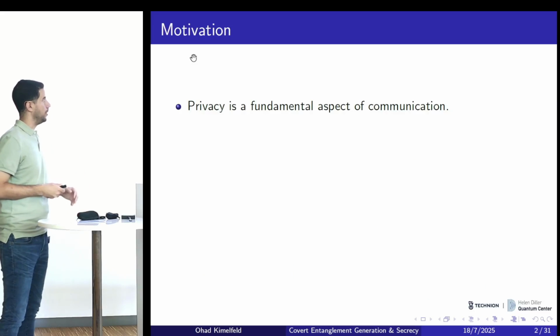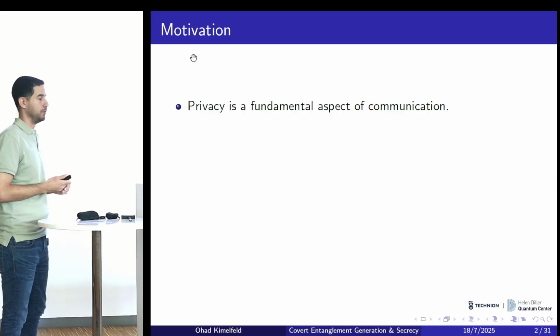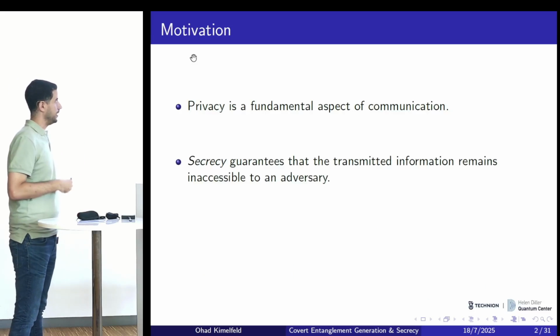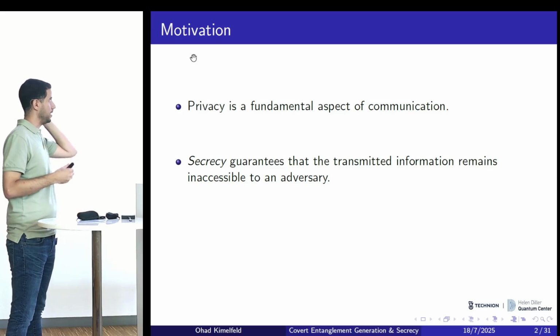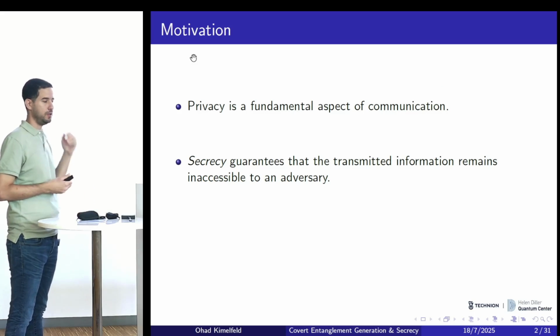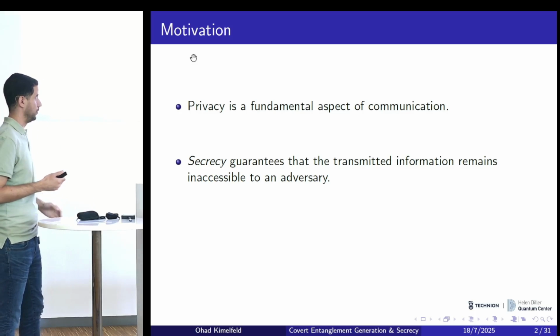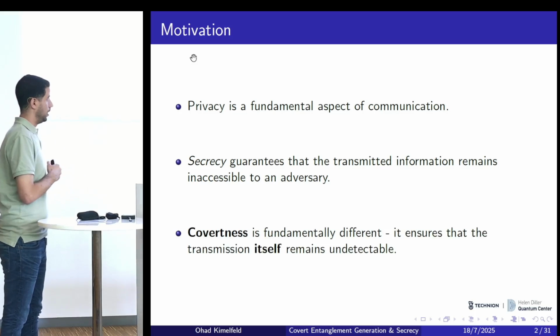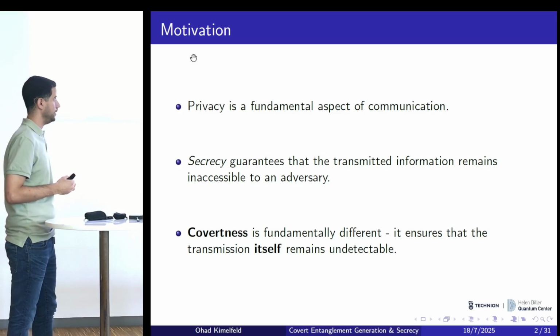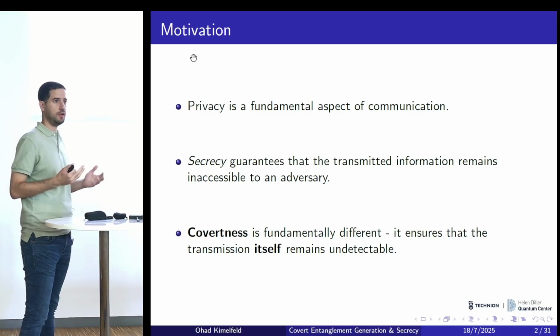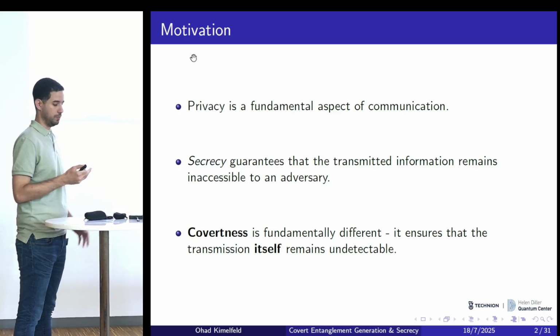As you may know, privacy is a fundamental aspect of communication. Secrecy guarantees that the transmitted information remains inaccessible to an adversary, which means that if the adversary receives any information, it doesn't depend on the message that was sent. However, covertness is fundamentally different. It ensures that the transmission itself remains undetectable.